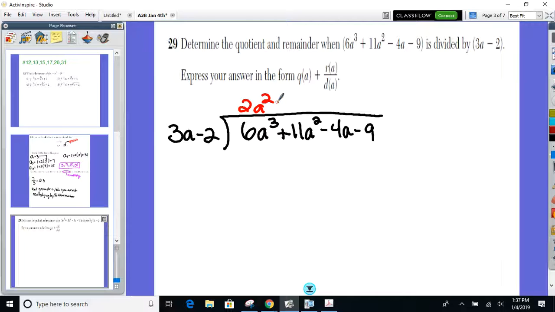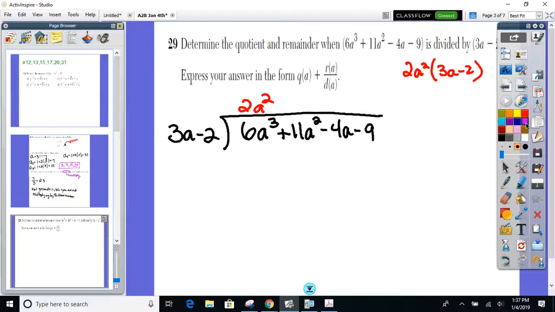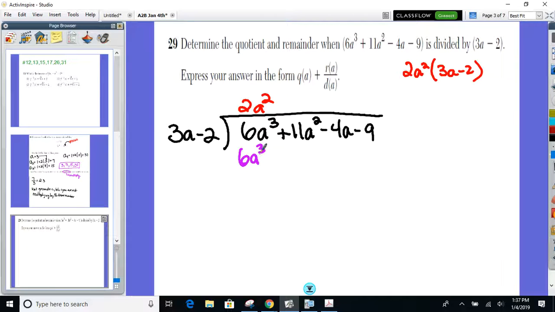Now I'm going to multiply. And what I'm going to do is basically take 2a squared and multiply it with 3a minus 2. Whether you do that right here or off to the side, it's up to you. So we end up with 6a cubed, which is what we wanted. Ready? And minus 4a squared. Everybody good?